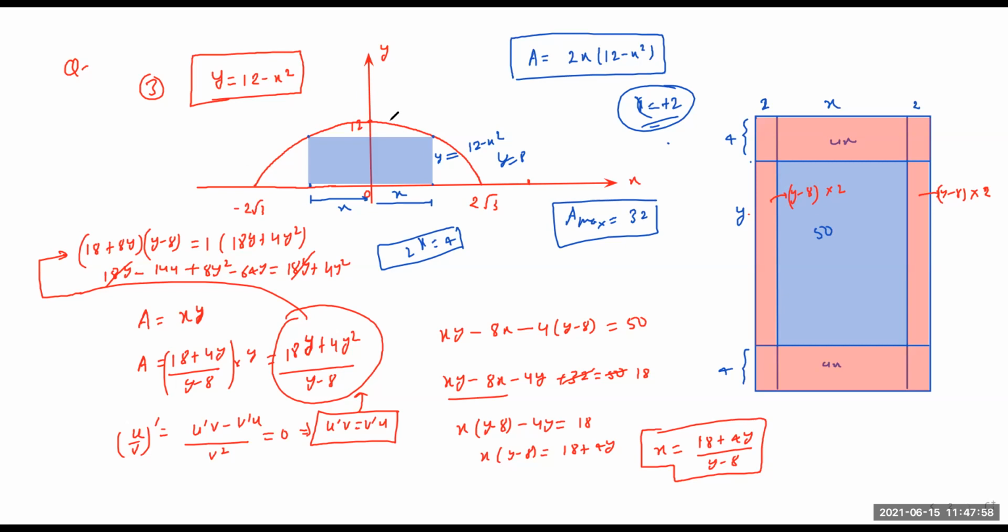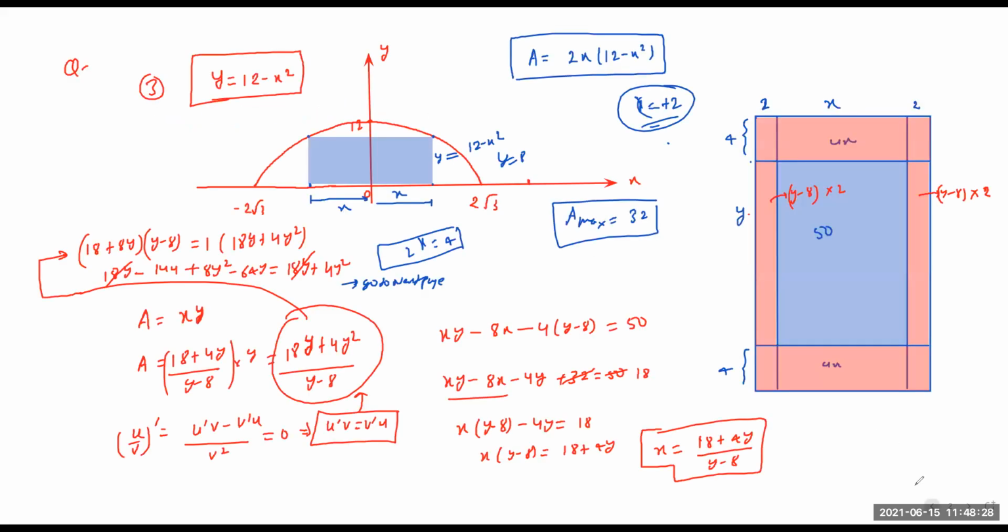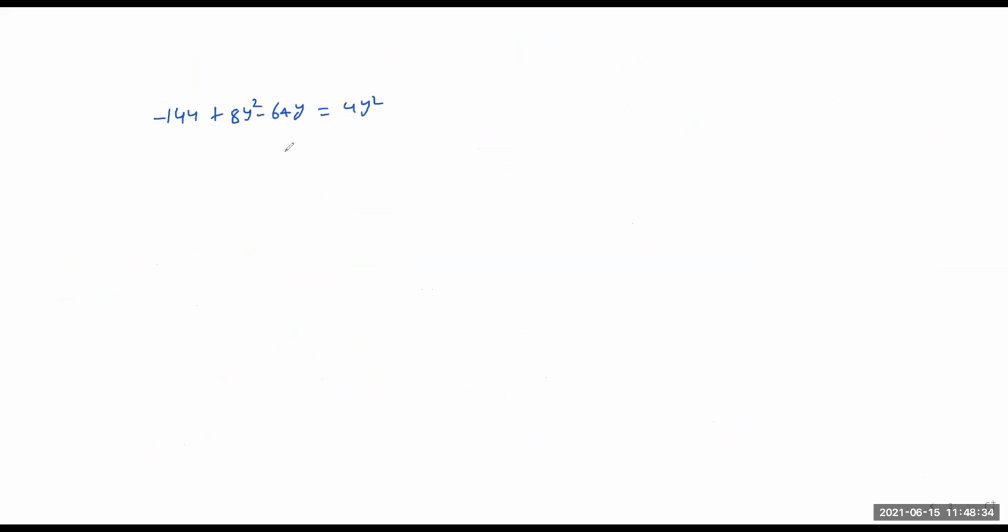So I don't have space to write further. So probably I should write in the next page. Go to next page. And you guys can remember what I have written here so that you can tell me what I'm going to write. So minus 144. Then what was next? Minus. Okay, so I've written correctly. So now we have 4y square minus 64y minus 144 equals 0.